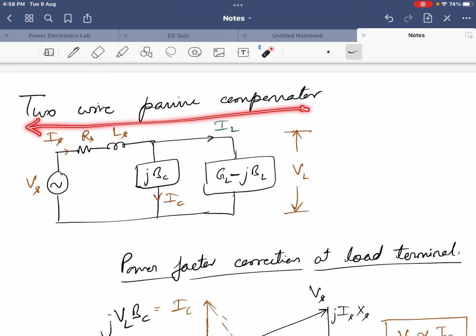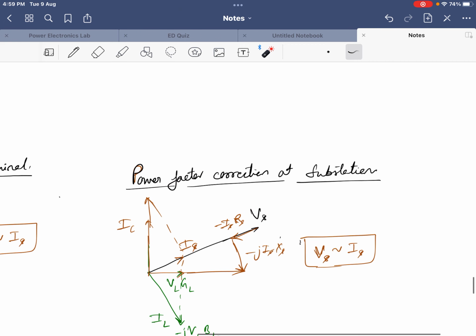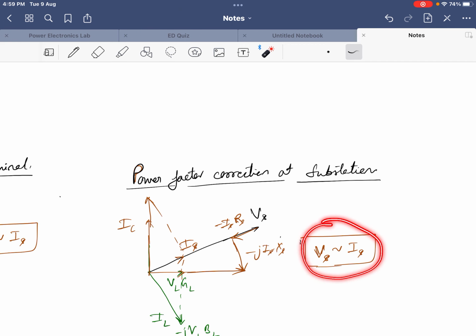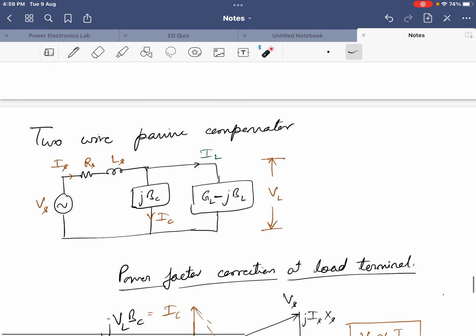This is the second video on the two-wire passive compensator. In this video, we will focus on power factor correction at the substation. That means we will focus on making Vs and Is equalized. Let us have a quick glimpse of the circuit diagram.